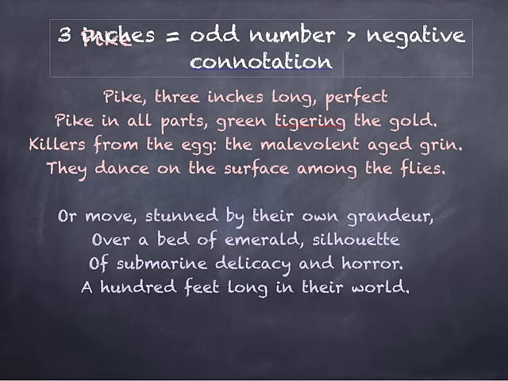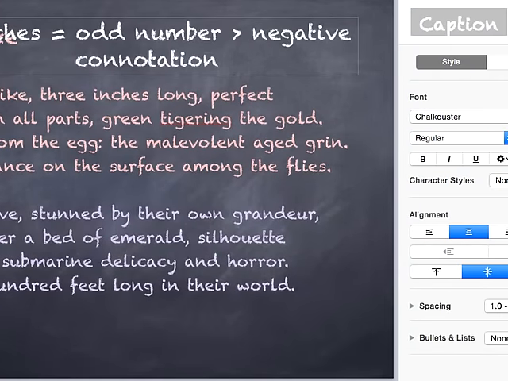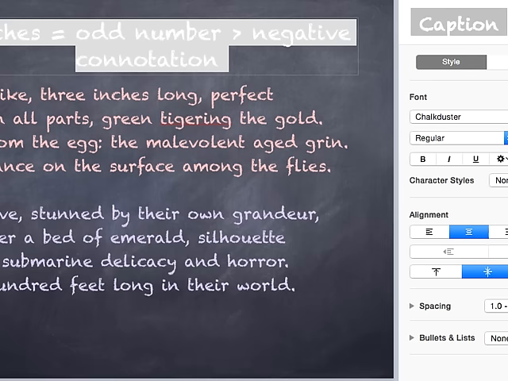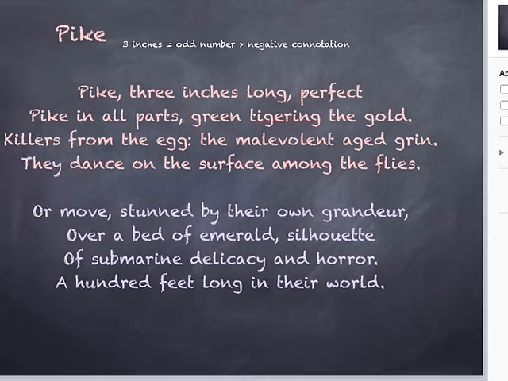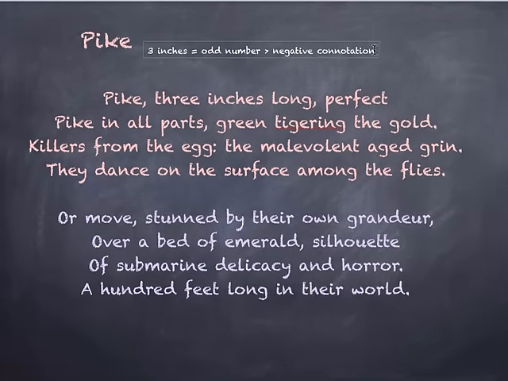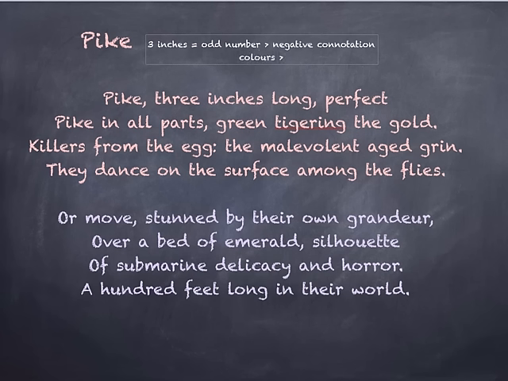Then we see "pike in all parts, green, tigering the gold." We see the use of green and gold colors. I'm going to move it here to change the font, a bit too small. Here, good. So then we see a negative connotation in the colors. We get a vivid image of how the pike looks.